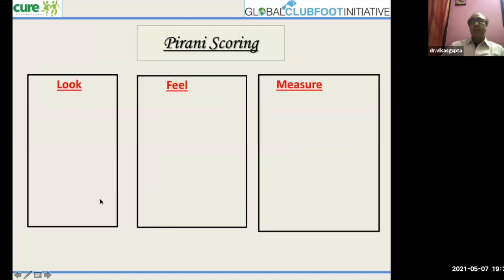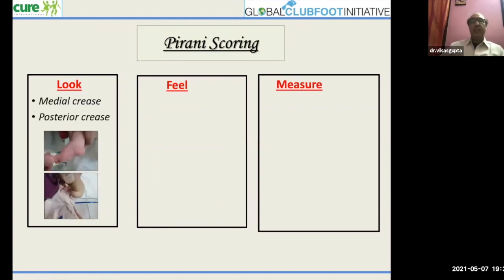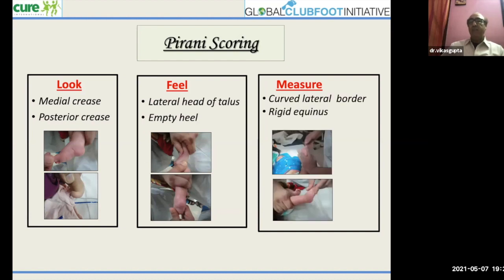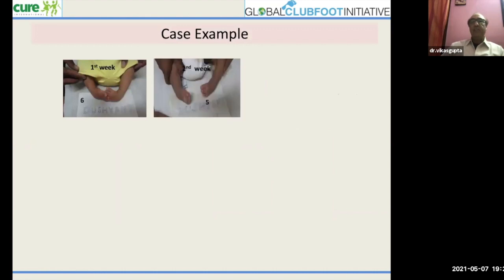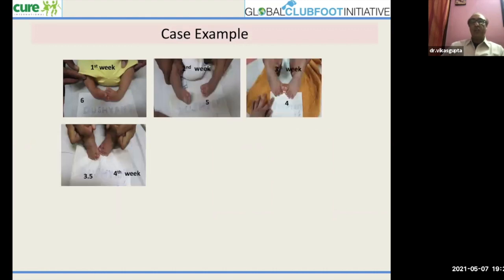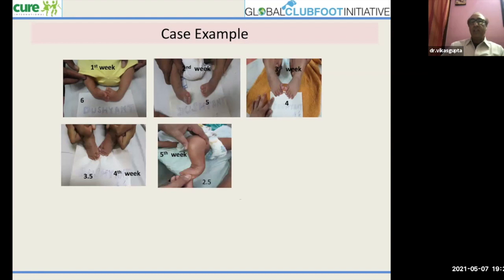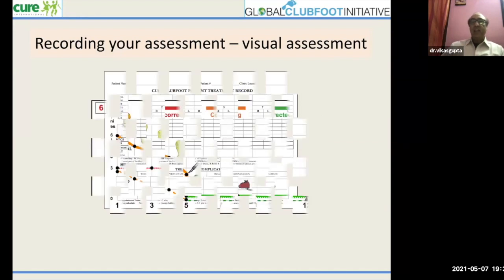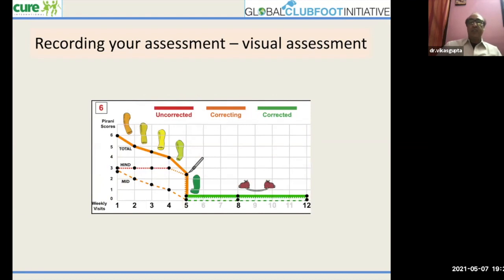So it is easy to understand. Two signs have to be seen: medial crease and posterior crease. Two signs you must feel with your fingers: empty heel and the head of the talus. And two signs you measure: lateral border and the equinus. Okay. And this is an example of how the scoring changes with each cast. So you have to score with each cast change, and this is the time the foot is ready for tenotomy, and then post tenotomy. These are the charts which we have in our clinic, and we put them on a graph so that it becomes a visual inspection of how the correction is proceeding.